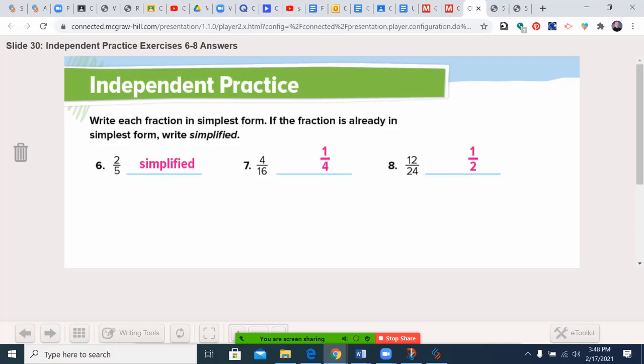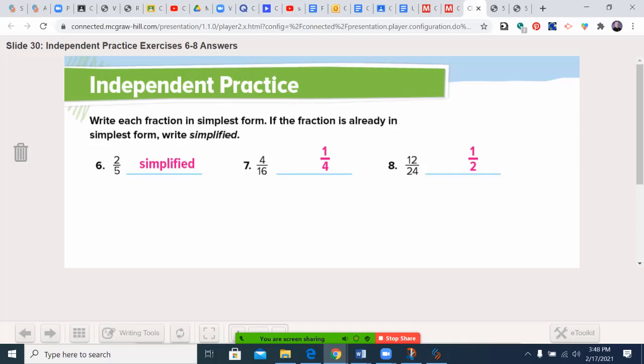4 goes into 16 evenly, so I'm going to divide top and bottom by 4. So I get 1/4. 12/24. If you think how many hours are in the morning, how many are in a day? So I divided both by 12. 12 divided by 12 is 1. 24 divided by 12 is 2, and I get 1/2.